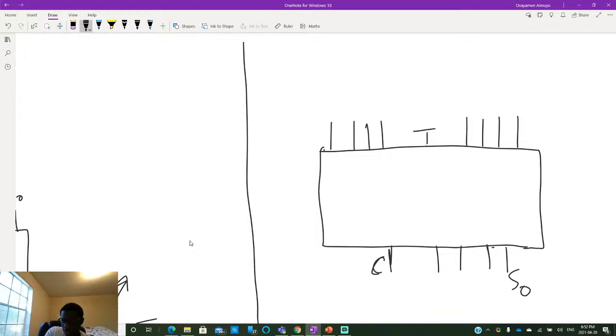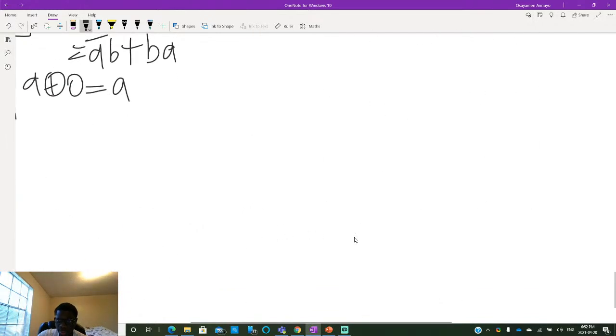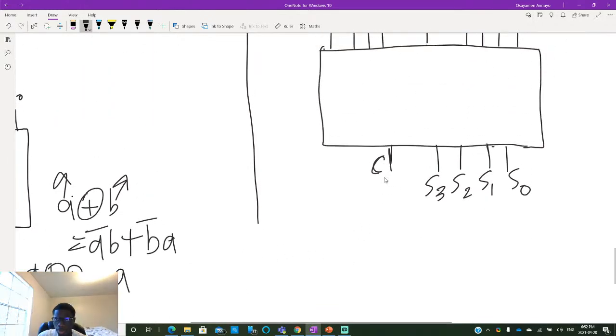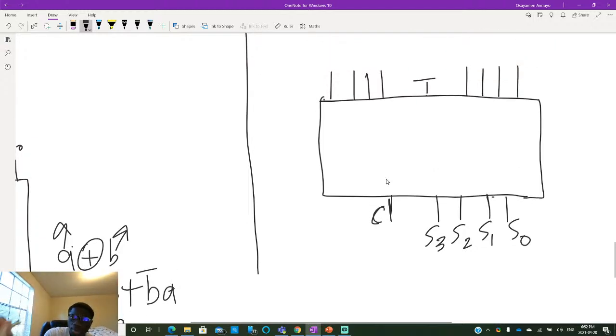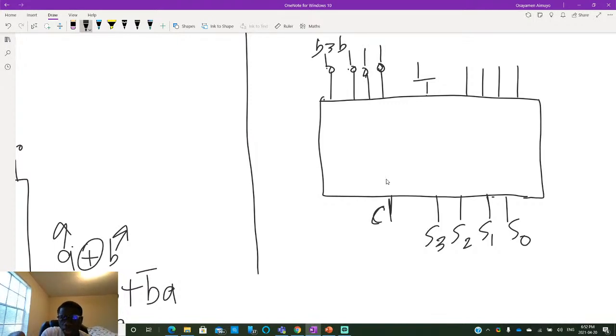So you have S0, S1, S2, and S3. Then you have C as well. I'm just going to use the previous schematic that we used for the subtractor. So you have a 1 here, and then you have NOT gates, which I just represent as bubbles. You have your B input here: B3, B2, B1, B0, A0, A1, A2, and A3.